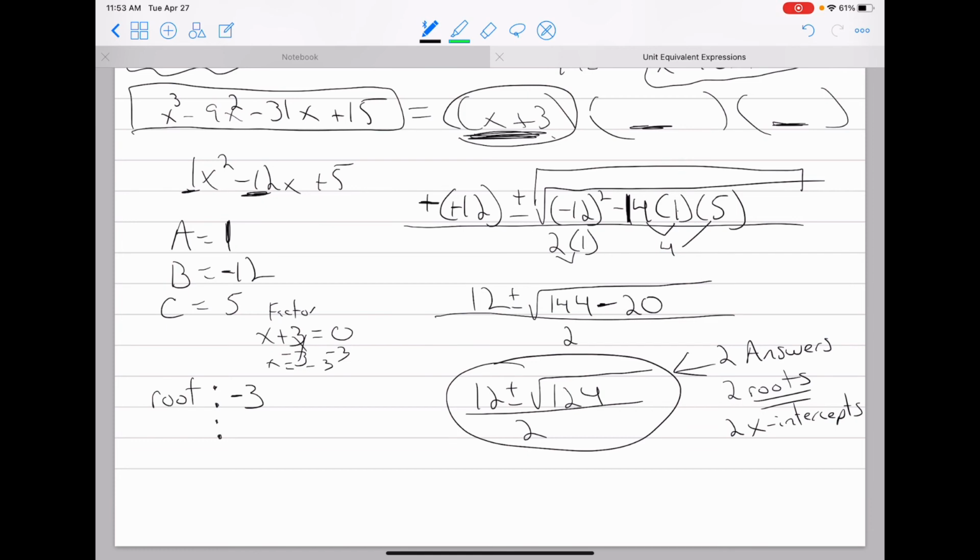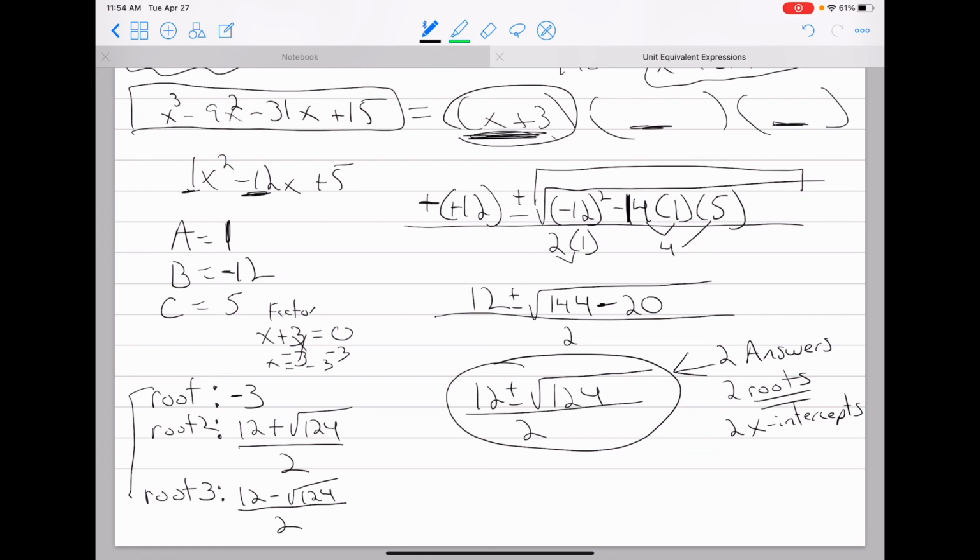But now I have another root. The second root, which comes straight from here, is 12 plus the square root of 124 over 2. That's root 1. Here's root 2. What do you think root 3 is going to be? It's going to be 12 minus the square root of 124 over 2. There are my 3 roots, okay?